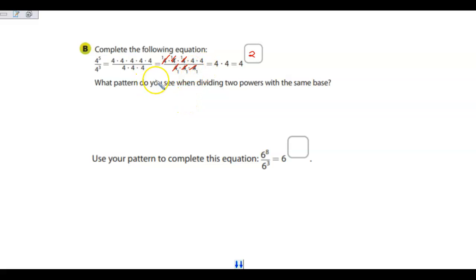Did you see a pattern? I had 5 4's and I took 3 away and I came up with 2. So that's the same as subtraction. So we had 5 minus 3. So our answer was 4 to the second power. I can use that rule or that patterning and try to find the answer for this. So if I have 6 to the 8th power divided by 6 to the 3rd power, knowing that I can subtract my exponents, I get 6 to the 5th power.